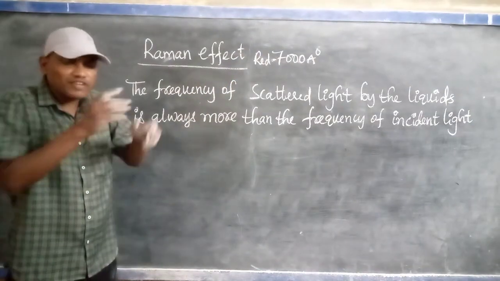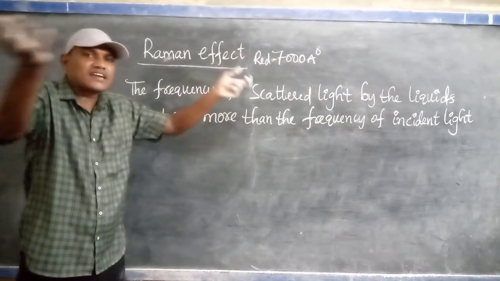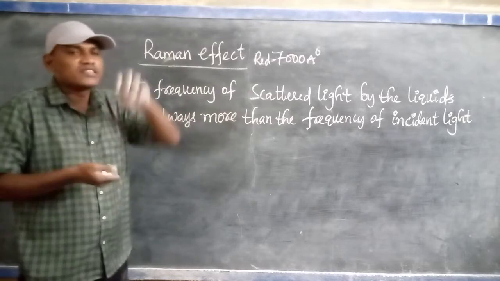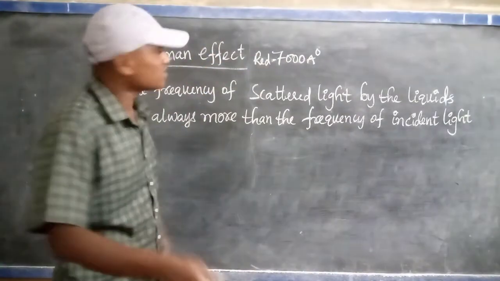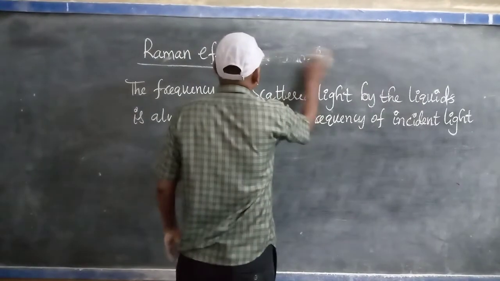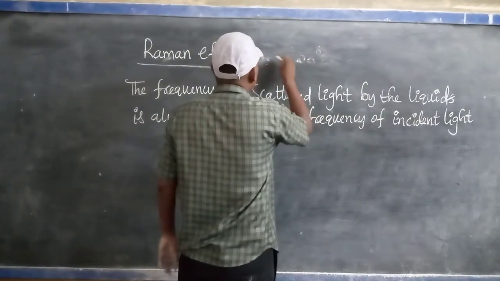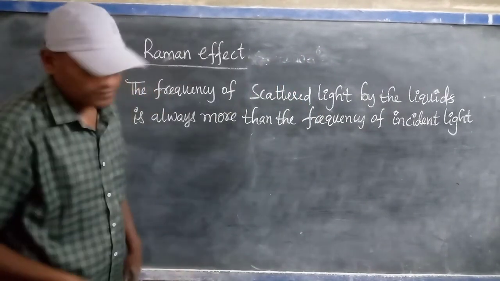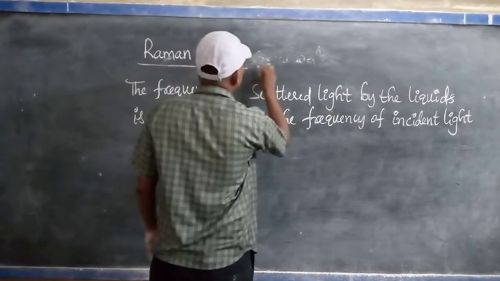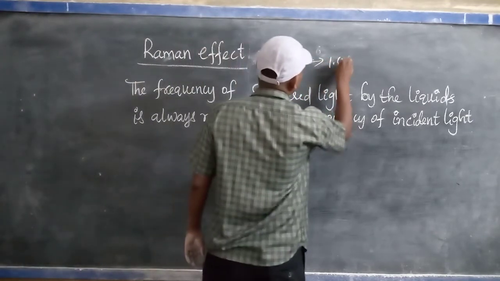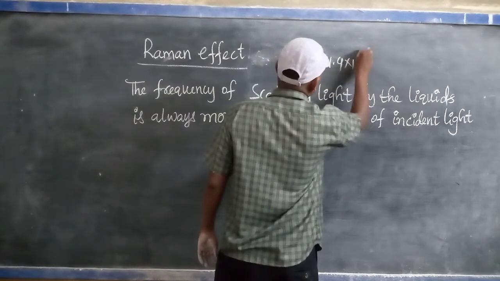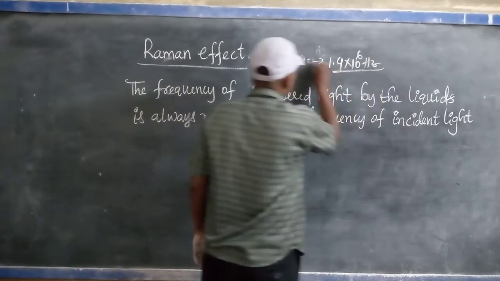But when this red light is passing through the liquids, the liquid molecules will scatter the red light. At that time the scattered red light has a higher frequency. It is nothing but its frequency, 1.4 into 10 power 6 hertz, like this. For example, we can set that.